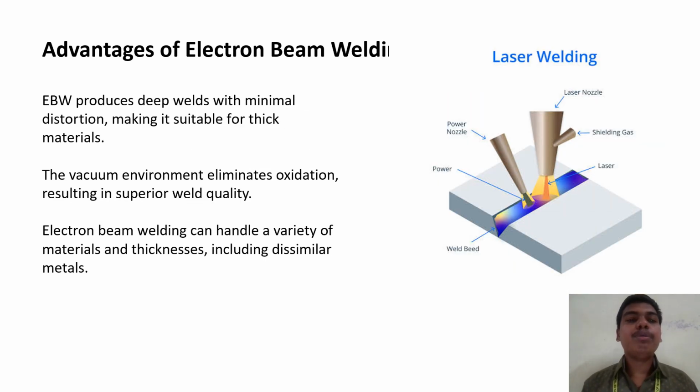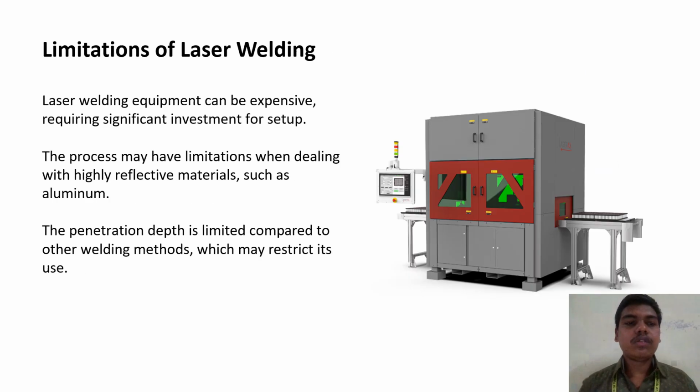Advantages of electron beam welding. Electron beam welding produces deep welds with minimal distortion, suitable for thick materials. This is the laser beam welding setup, with the nozzle, shielding glass, laser, power nozzle and weld bead. This is the overall introduction of the laser beam welding diagram. Laser beam welding can handle a variety of materials and thicknesses including dissimilar metals.